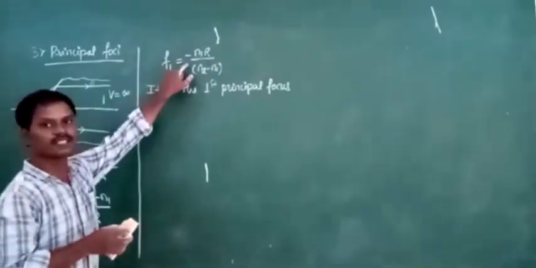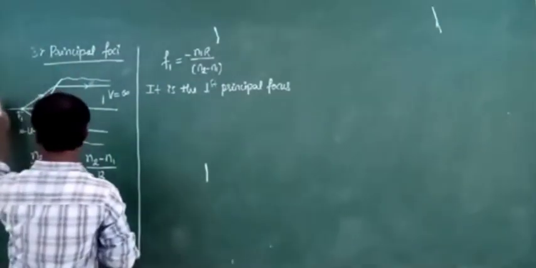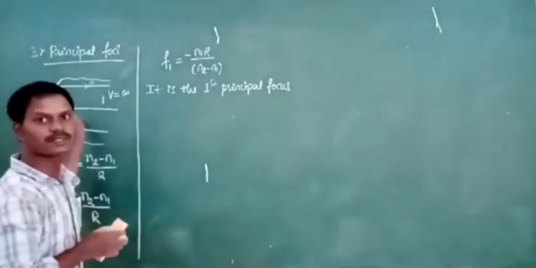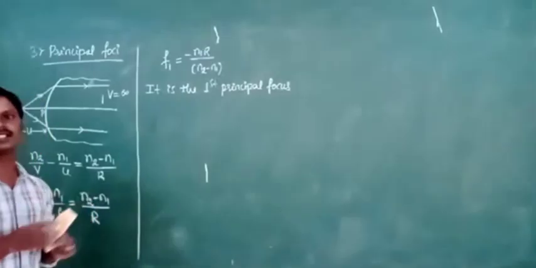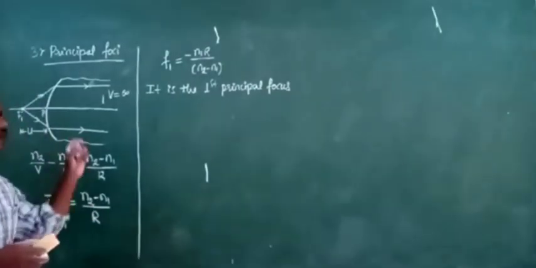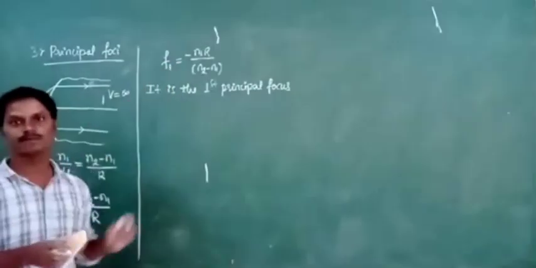Why is it negative here? Because it is at the left side. Left side means it is along the negative x-axis. If it is along the negative x-axis, we have to take it as negative. Object distance can be taken as negative here.